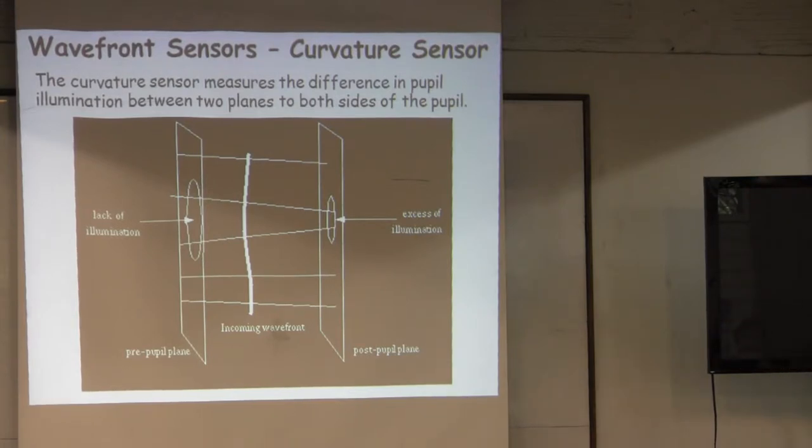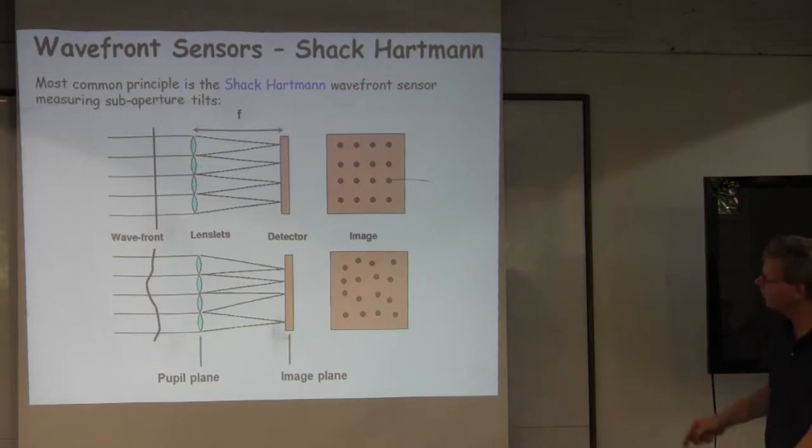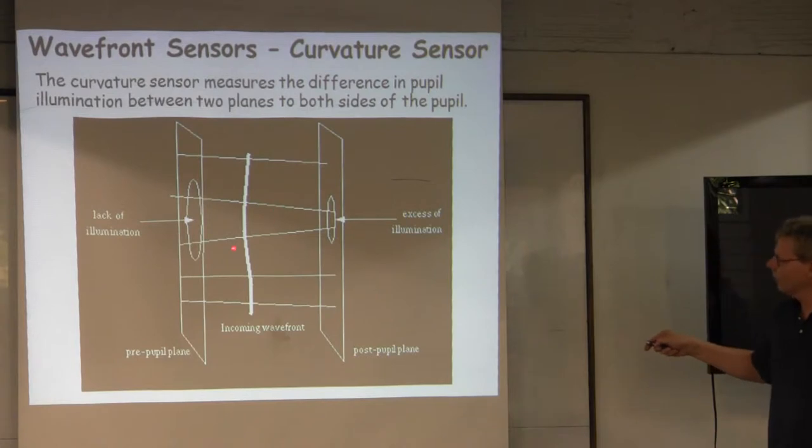Let's assume that there is the incoming wavefront in the pupil, and as we said here, in the pupil plane, the wavefront is tilted locally. So overall, it's distorted in some way. And because of that, the light rays are not parallel anymore.